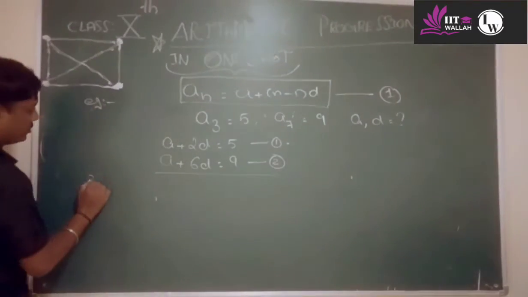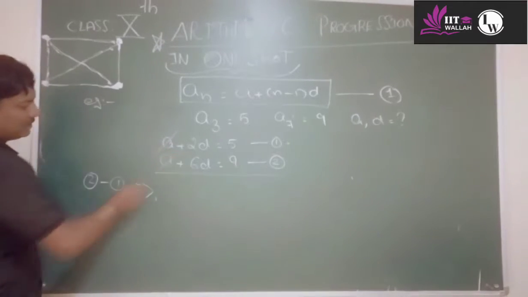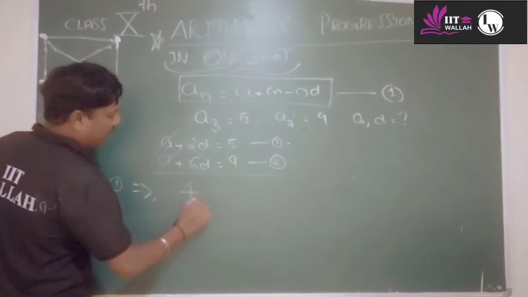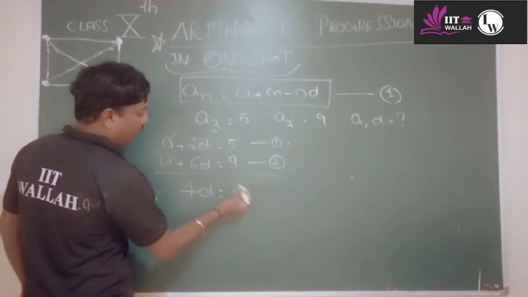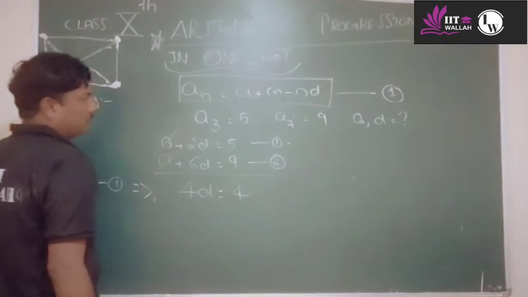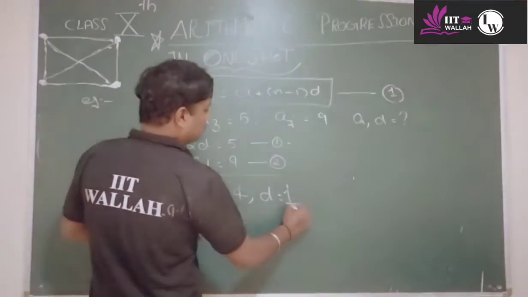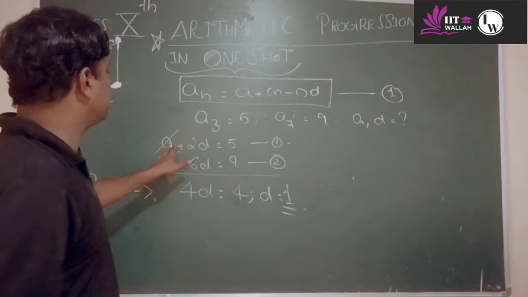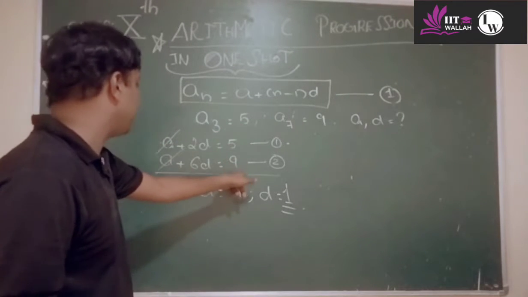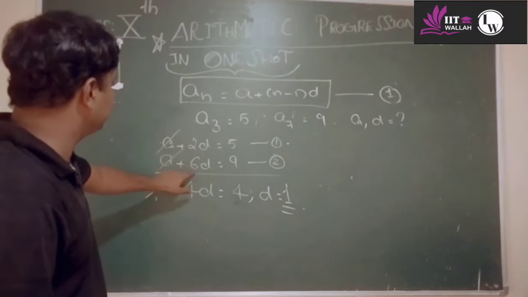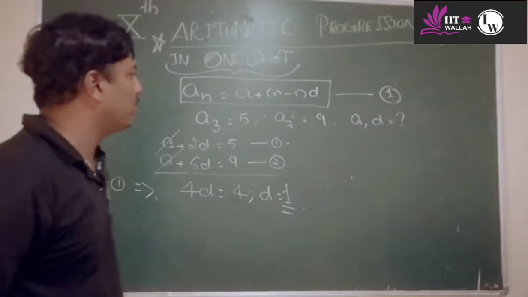You subtract equation 1 from equation 2. The a will be cancelled. 6d minus 2d is 4d, and 9 minus 5 is 4. So d is equal to 4 by 4, which is 1. Got it? The third term a plus 2d is 5. The seventh term a plus 6d is 9. Now you subtract: 6d minus 2d is 4d, so 9 minus 5 is 4. d is equal to 1. We got d is equal to 1.